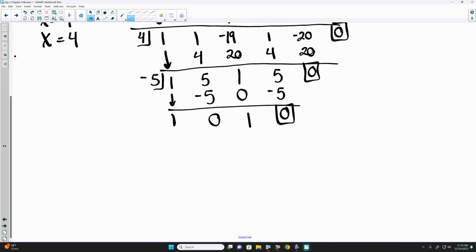And again, when solving these here, especially if the graphing calculator has already told us it is a solution, we know the remainder will have to be 0 for each of these synthetic divisions. Now at this point here, we can put the variables back in. So we'd have 1 is our term without x, 0 is our term with x, and our other 1 is our term with x squared.